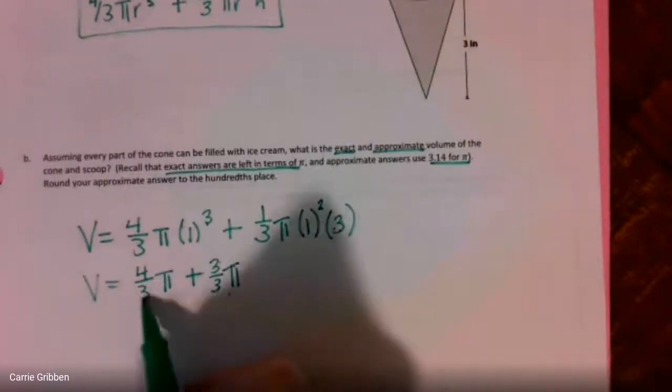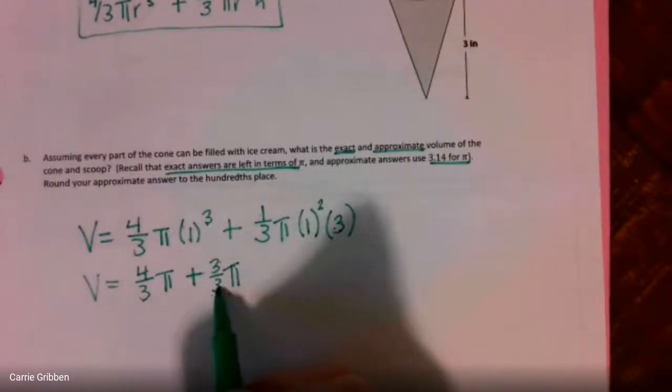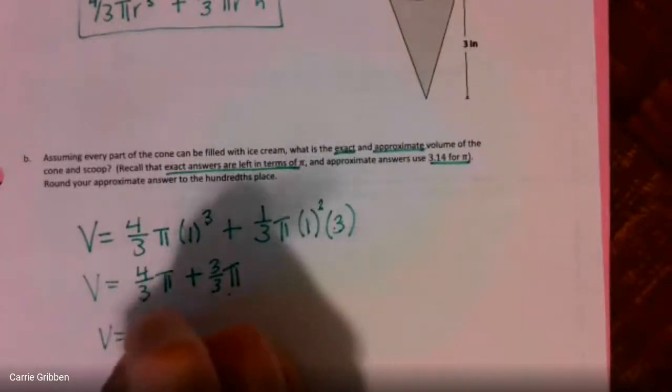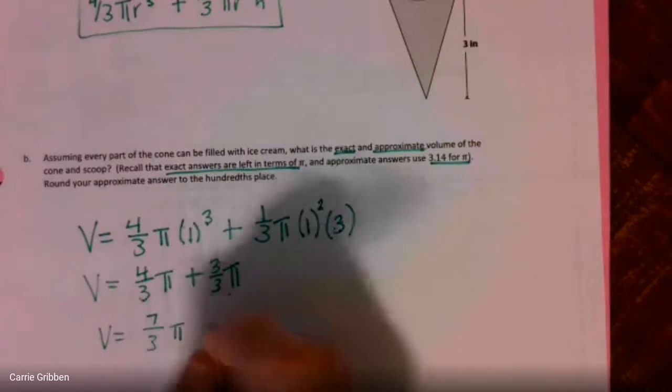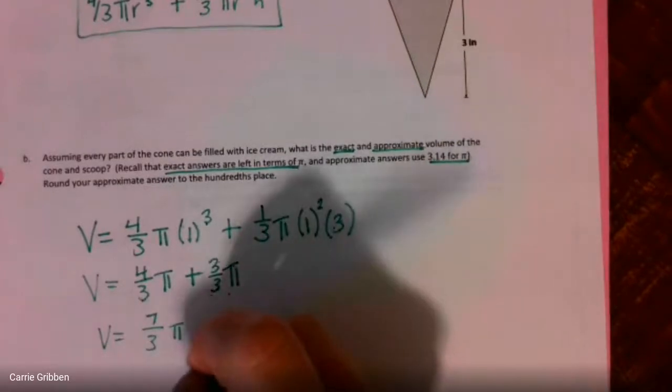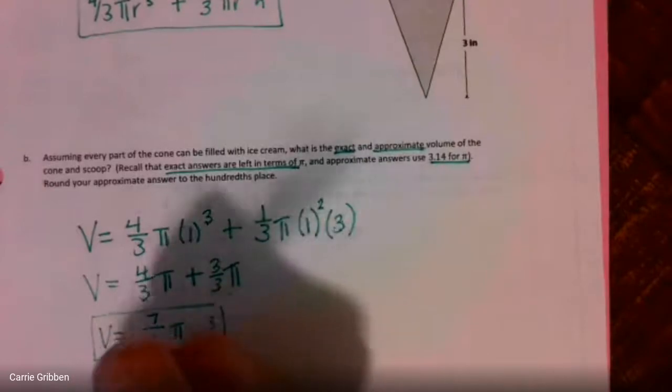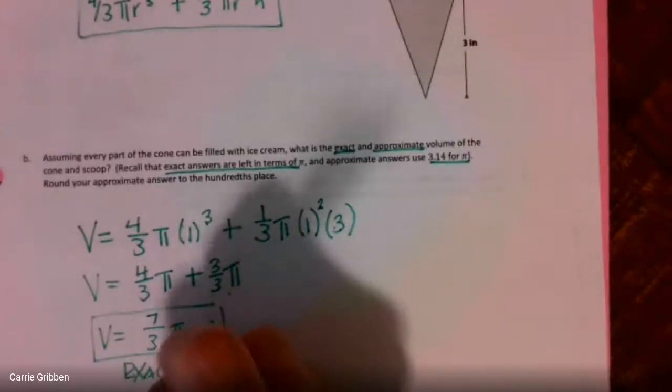Remember, if I add fractions, I have to have a common denominator. So really, in terms of pi, the answer is 7/3 pi. And the units would be inches cubed. Okay, so this, remember, is what we call the exact answer.